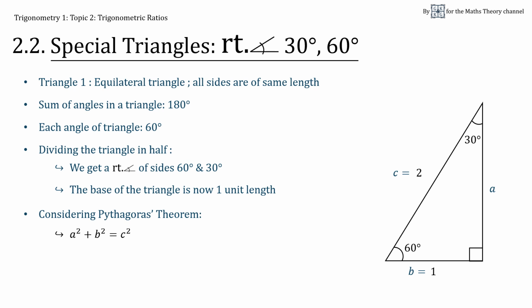So in our case, the height is a, which we need to find. So a square is c square minus b square. And 2 square is 4, minus 1 would then be 3. So the square root of 3 would be a. So there's our right-angled triangle with a hypotenuse of 2 units, base of 1 unit, and the height is root 3 units long. We are going to leave it as root 3 for simplicity. And of course, the angles would then be 60 degrees, 30 degrees, and 90 degrees.